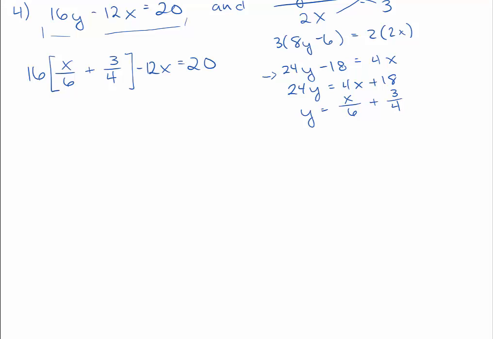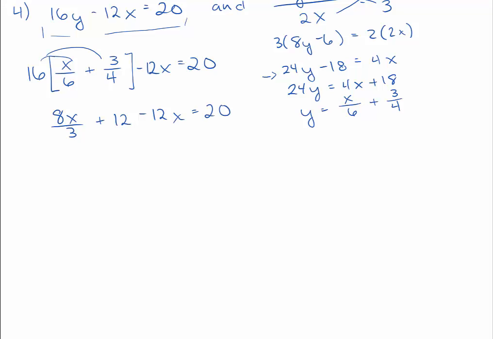And so I'm going to distribute my 16 through, and I have 16x over 6, and I can reduce that to 8x over 3. And then if I distribute the 16 to the 3/4, well, 16 is 4 times 4, and those cancel out, so this would just be equal to 12, right? Or you can do 16 times 3 is 48. 48 divided by 4 is 12. Minus 12x. However we want to do that, like I said, there's multiple ways.